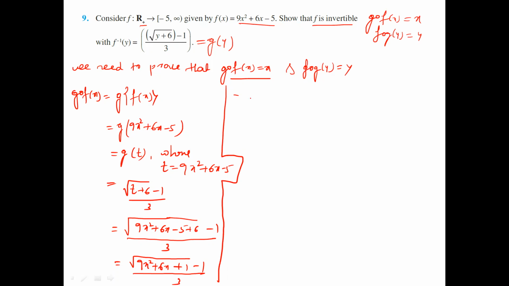Now, so 9x square plus 6x plus 1 can be written as 3x plus 1 whole square. Now, what about this one?